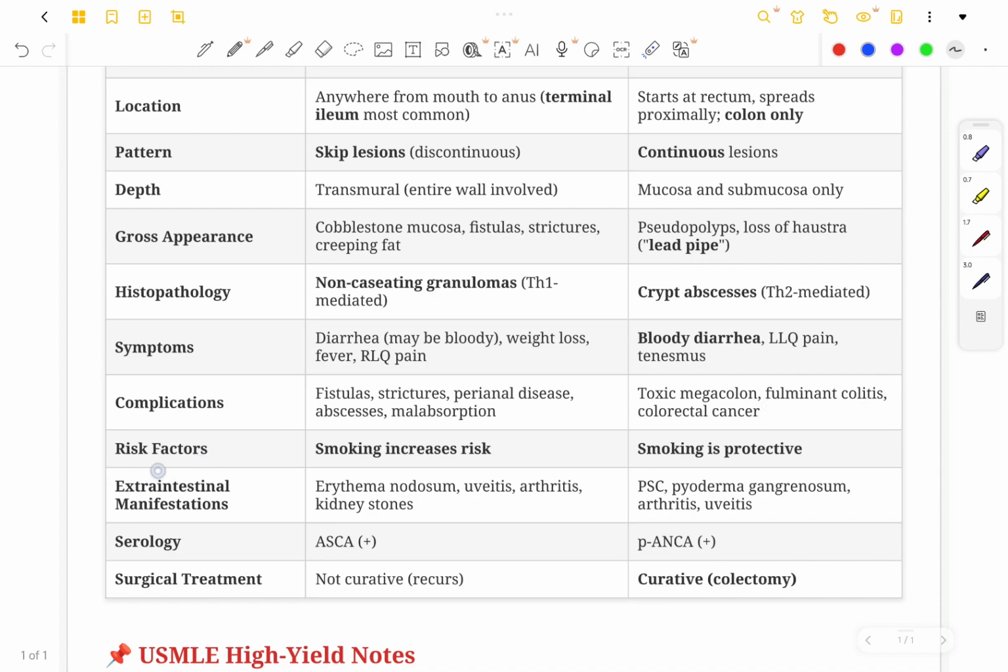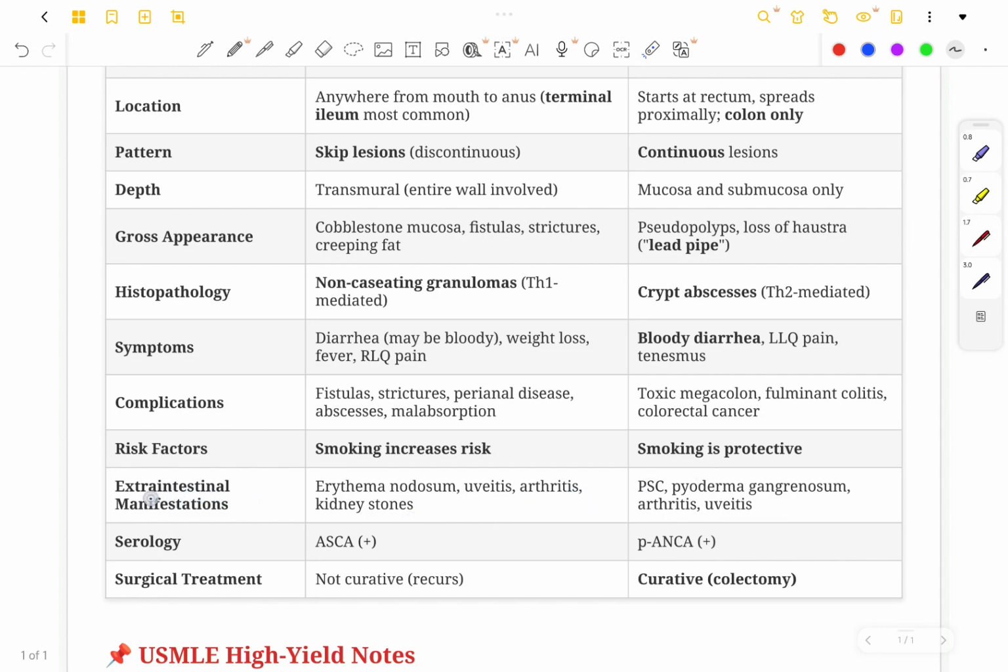8. Effect of smoking. Crohn: smoking worsens the disease. Ulcerative colitis: smoking is protective. This is a classic board exam trick question. Always remember, smoking helps UC but harms Crohn.